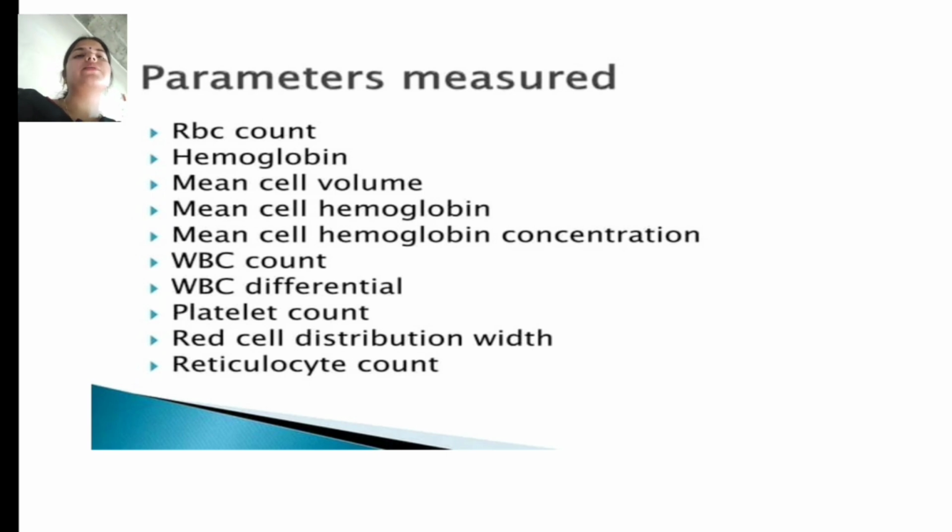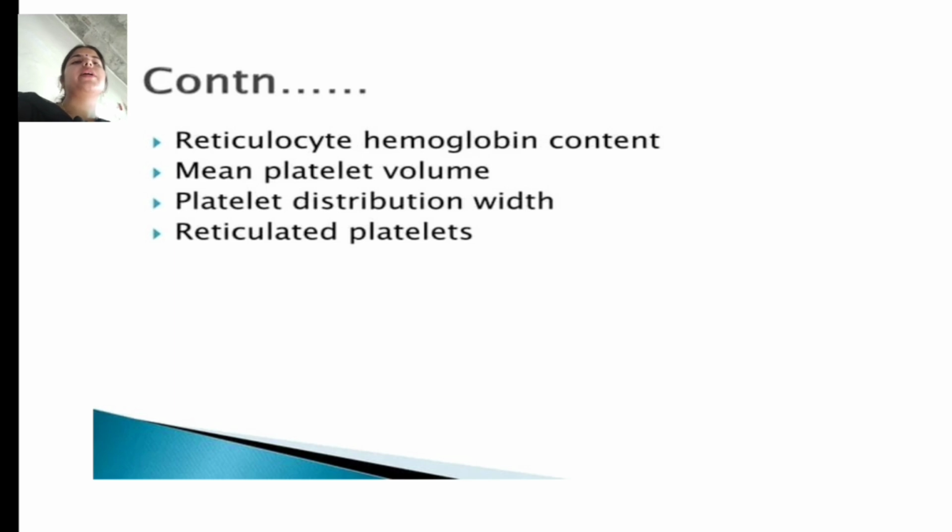There are some parameters measured: RBC count, hemoglobin, mean cell volume, mean cell hemoglobin, mean cell hemoglobin concentration, WBC count, WBC differential, platelet count, red cell distribution width, reticulocyte count. These are the major parameters. Others include reticulocyte hemoglobin content, mean platelet volume, platelet distribution width, and reticulated platelets.